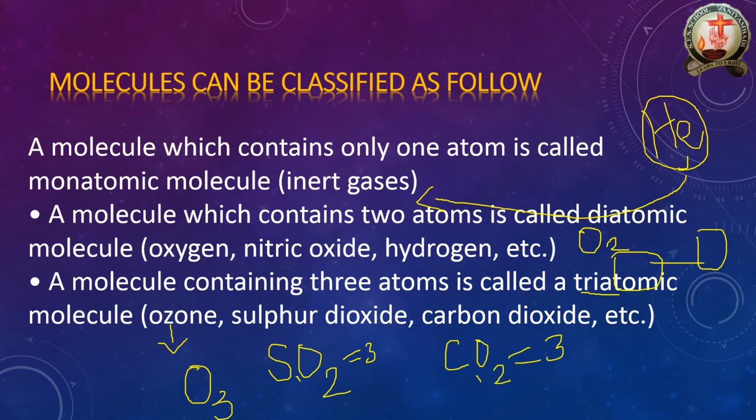A molecule which contains two atoms is called diatomic. In a previous slide I already showed the diatomic molecule. A triatomic molecule means 3 atoms should be present in your molecule. So ozone is O3, then sulfur dioxide: sulfur 1, oxygen 2, totally 3; carbon 1, oxygen 2, totally 3. That is called a triatomic molecule.